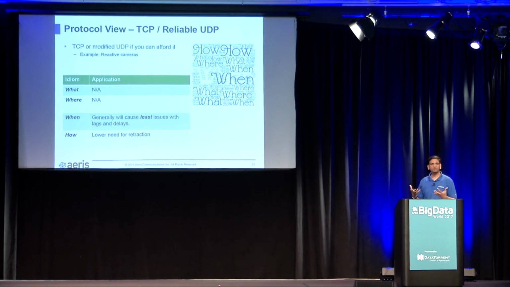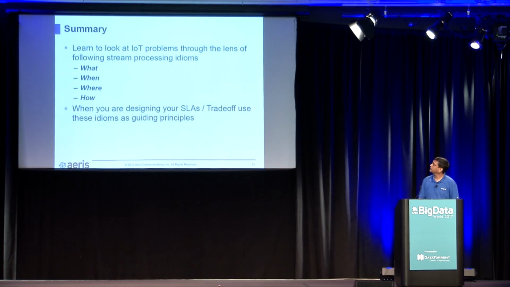People sometimes use the modified UDP, so the application level acknowledgement, that helps with your where and when to some extent. But that has a cost too, because acknowledgement adds to your cellular cost. So that is the higher level summary. When you're looking at the IoT problems from a stream processing point of view, you should train yourself to look at these problems in terms of these 4 idioms. And whenever you're coming to SLAs and trade-offs, you always look at these through this angle.